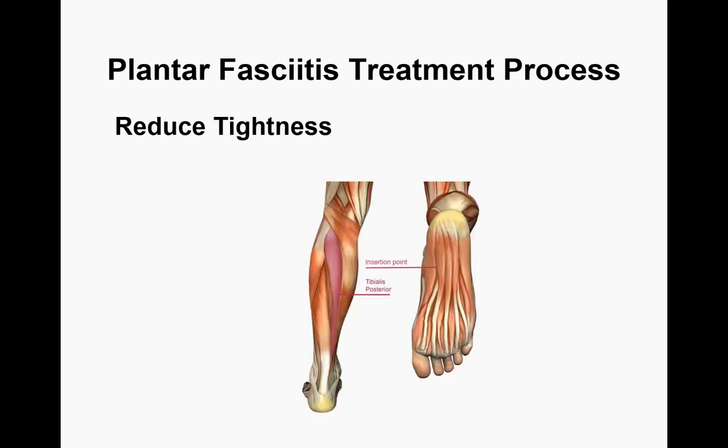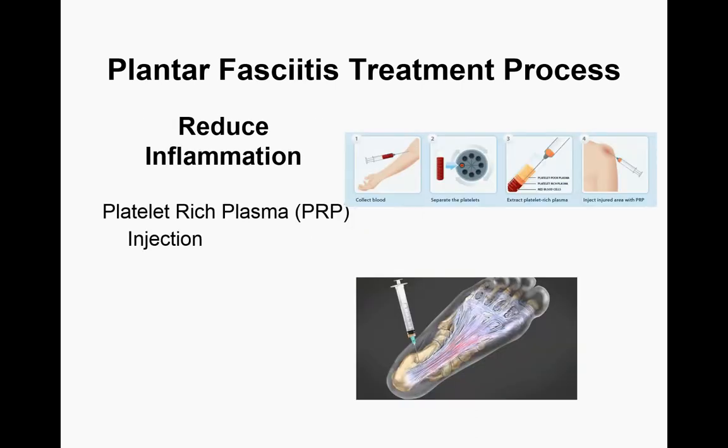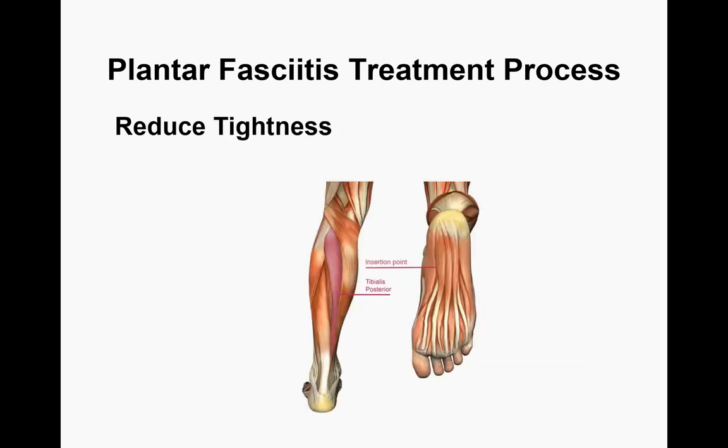Another high-tech type of treatment I don't have here right now is shockwave therapy. I think we're going to be talking about that a little bit later. So let's go on now to talk about how we reduce the tightness. So reducing the inflammation, you come in, get a cortisone injection, do some type of shockwave or some type of PRP. You still need to reduce the tightness in the back of the calf.